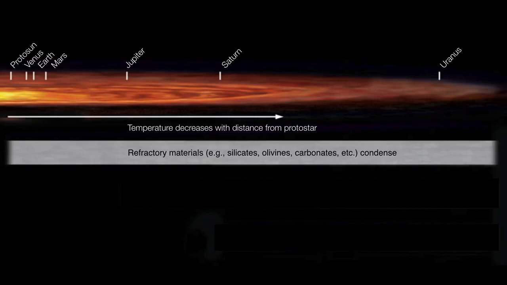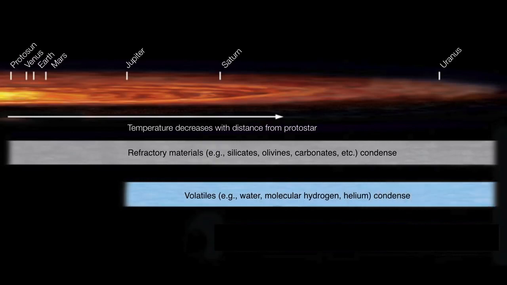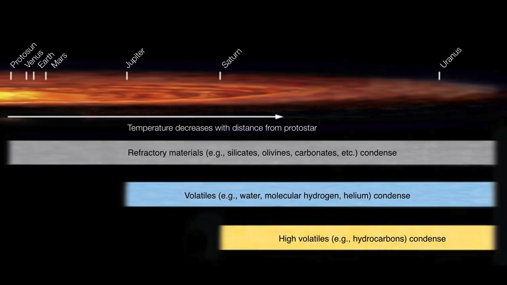However, it is not until you get past, say, the orbit of Mars and toward the orbit of Jupiter that temperatures drop low enough that volatiles can condense, water, molecular hydrogen, and so on. In other words, they freeze out. They become solid enough, or at least slushy enough, in order to fully condense. And in fact, once you get out past the orbit of Saturn, the temperatures are low enough to even allow high volatiles such as hydrocarbons, methane, ammonia, and so forth. They can even start to condense.